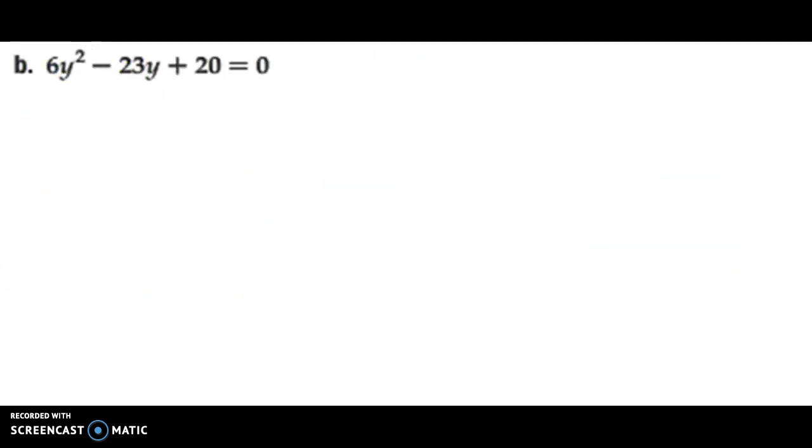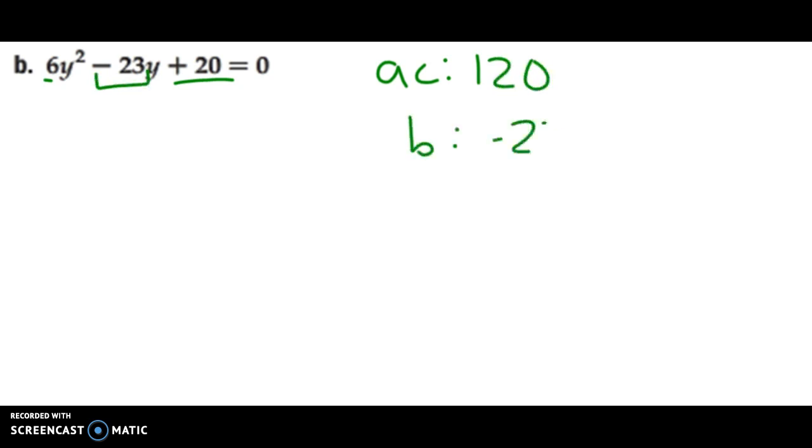Let's look at a different example. Now you'll notice in this one, A is not 1, it's 6, and our C is 20. So 6 times 20 is going to be 120. And then we have B is negative 23. Now here's a hint from after doing enough of these problems. You'll notice that when our AC is positive and our B is negative, it means that both of our factors are going to be negative.